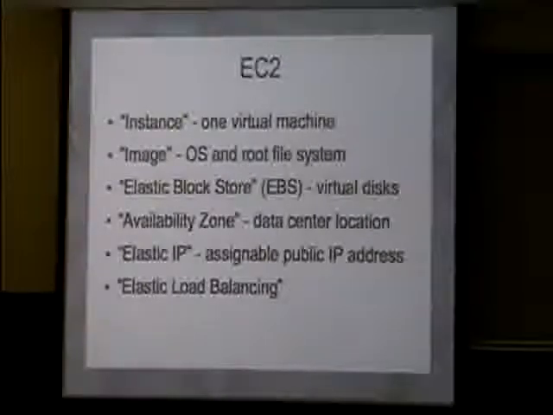The elastic IPs are a really cool feature, actually. When you start an instance in Amazon's cloud, you get a public IP address assigned to that instance. But you don't know what that IP address is going to be until you've started it. So what you get with an elastic IP is basically just a static IP address that you can hang on to, and then you can assign it to any instance you want.